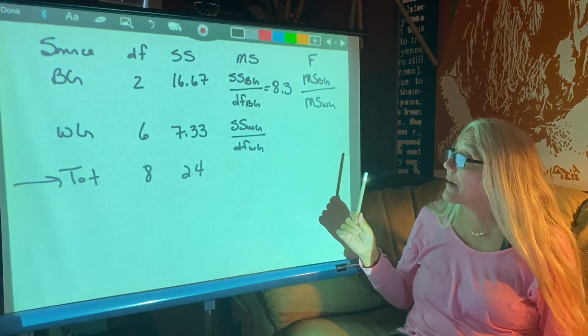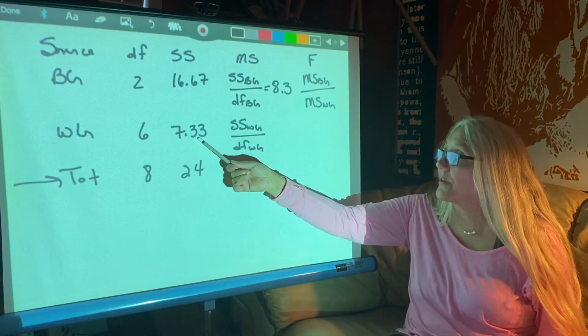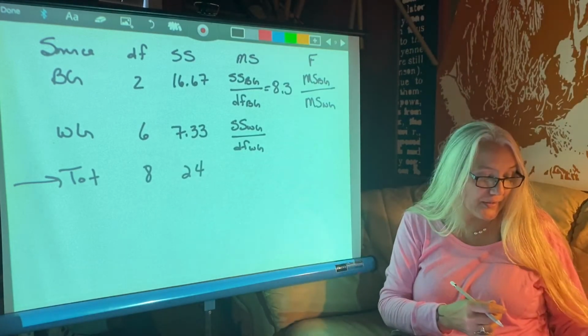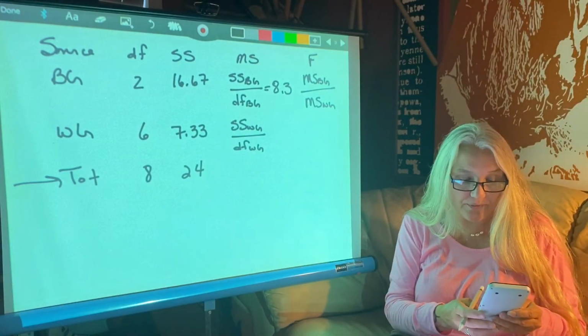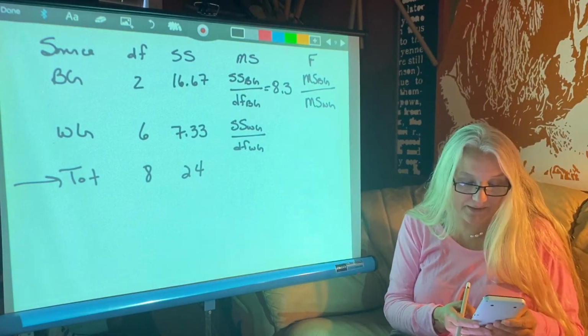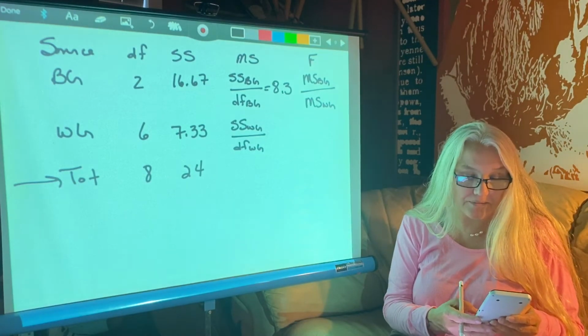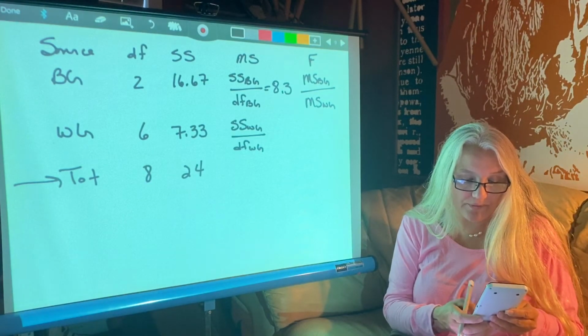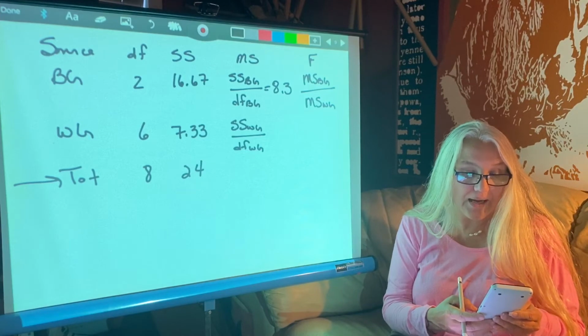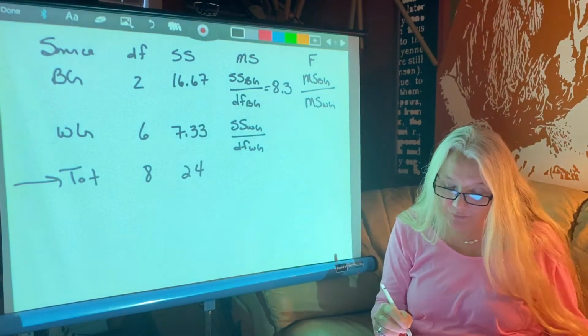And the mean square within groups is the sum of squares within groups divided by degrees of freedom within groups. So 7.33 divided by 6, I get 1.22.